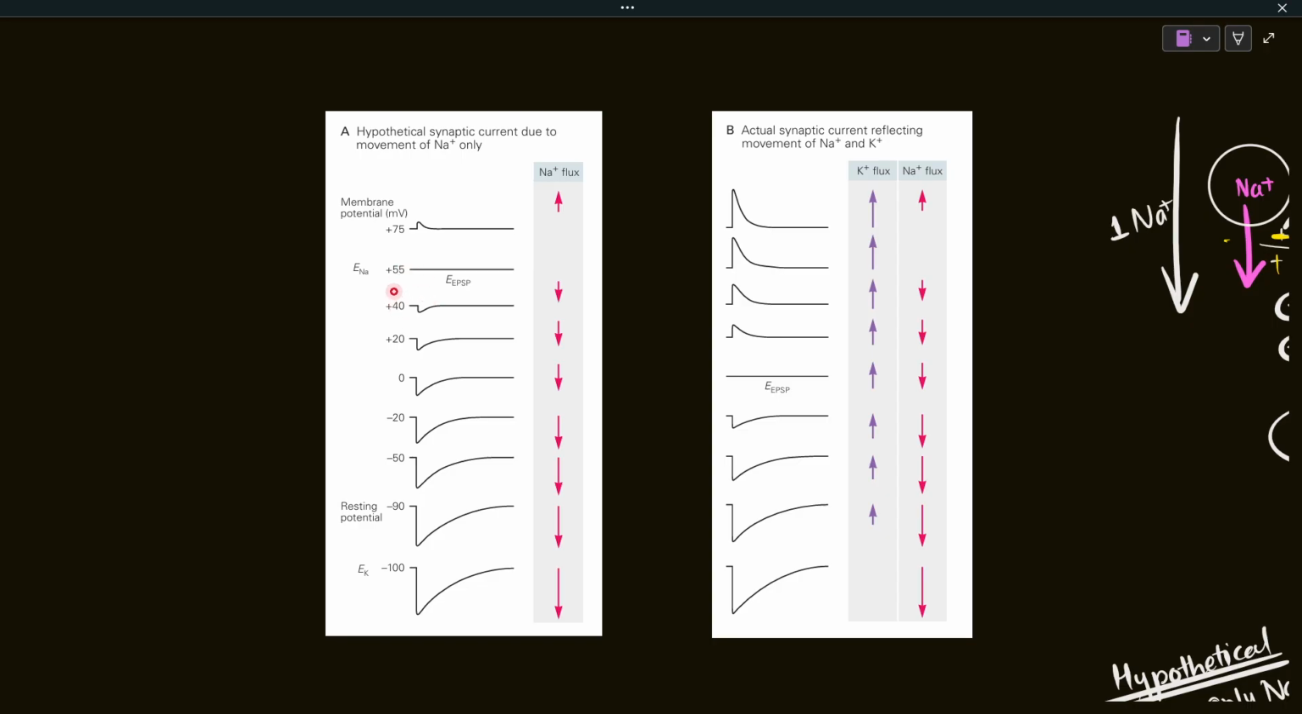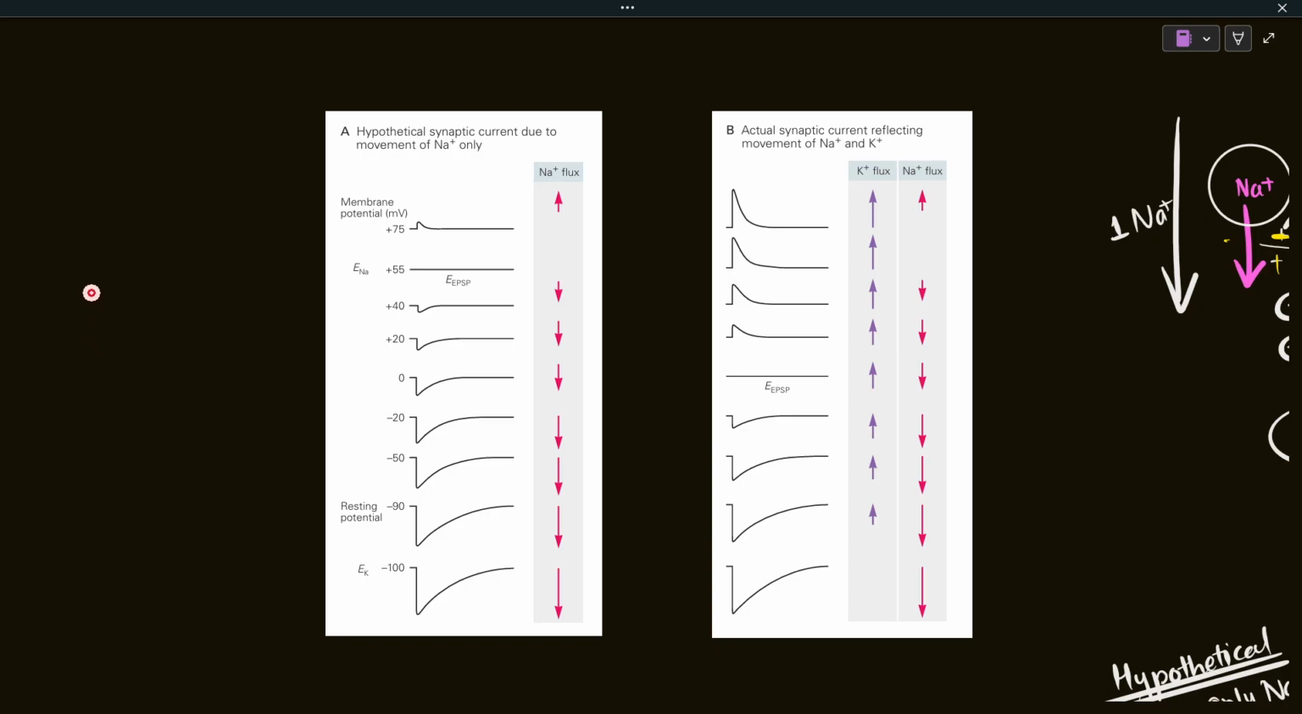Once I decrease the membrane potential, at rest, when the cell is at minus 90 millivolts, the current is negative. Current is a scalar quantity, so it cannot be negative, but conventionally in electrophysiological experiments, negative current means the direction of current is inward, from outside the cell to the inside. So whenever current is negative, it is only representing the direction.